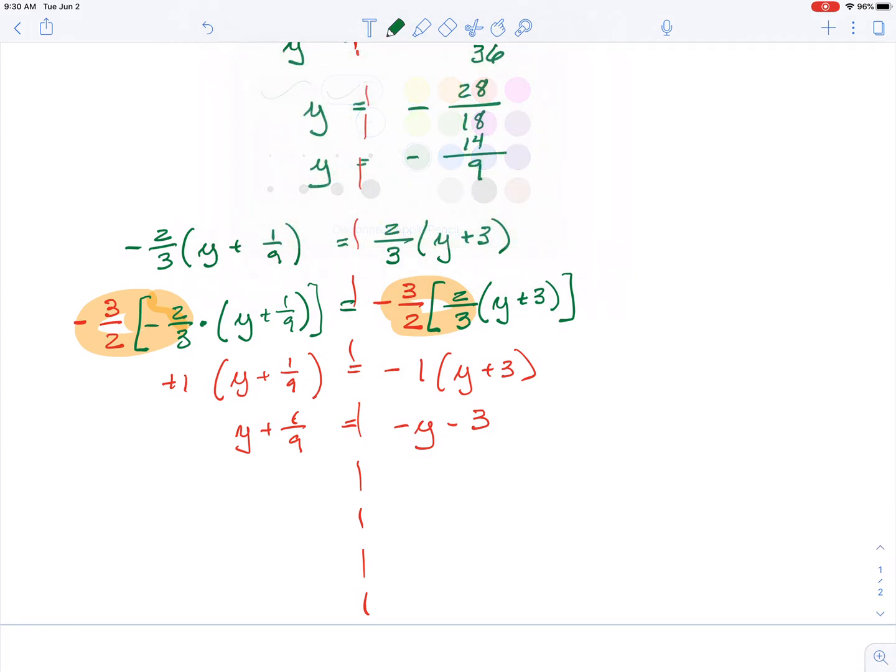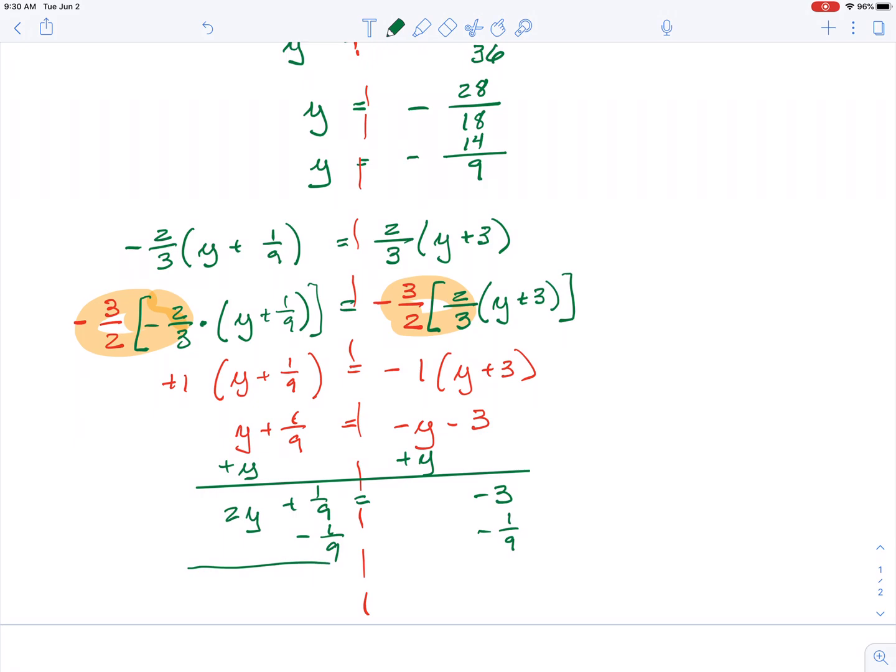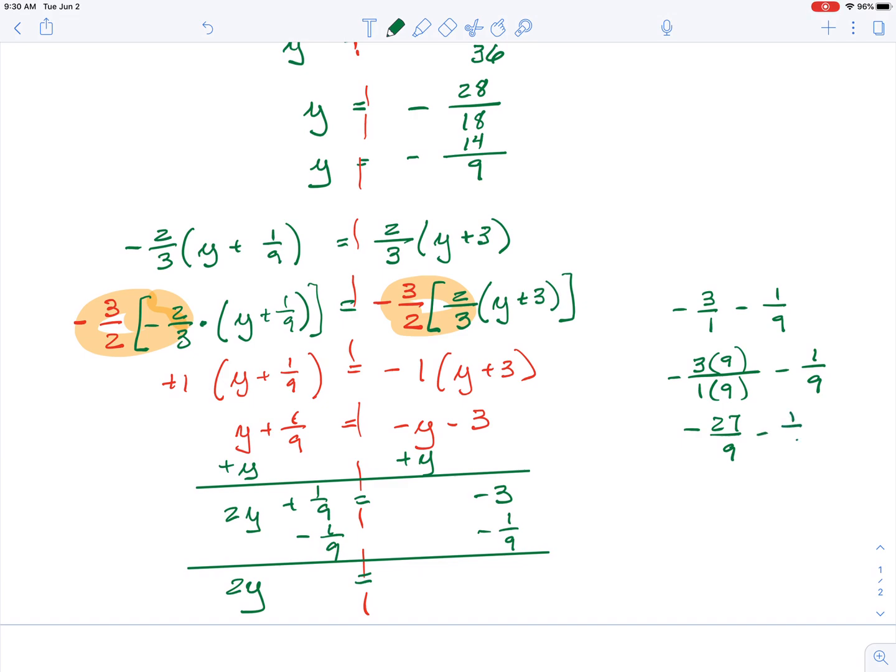Adding y to both sides. 2y plus 1/9 equals negative 3. Subtracting 1/9 from both sides. That's where I could really use a calculator that does fractions. Let me think about this. Negative 3 over 1 minus 1 over 9. If I convert this into ninths here so that I have a common denominator, looks like negative 28 over 9.